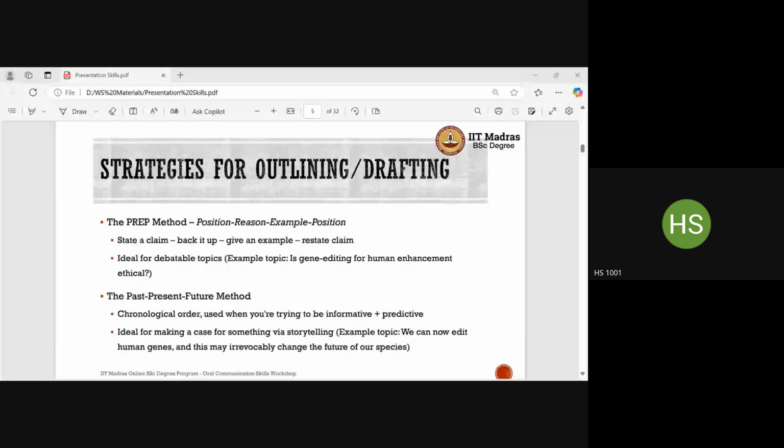As data scientists, you will have to use the past, present, future method a lot because this is what you do. You work with a great deal of data, a great deal of information, and you try to make predictions on the basis of that. Predictive analysis. I'm sure you're all good at that, right?